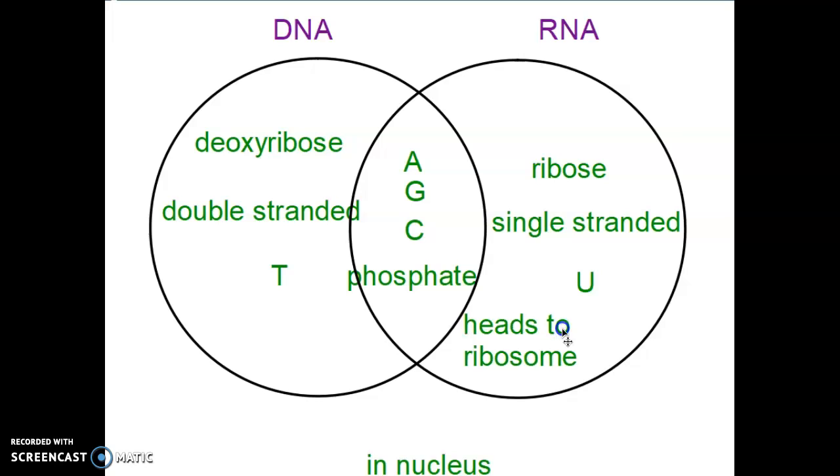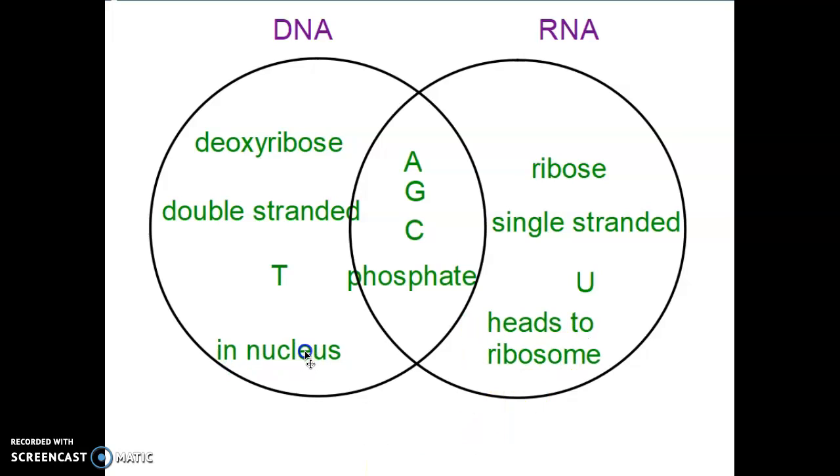So the RNA can head to the ribosome because it's a little messenger for the DNA, and then the DNA needs to remain in the nucleus for its protection. So think of the DNA remaining in the castle, just like the queen did, okay?